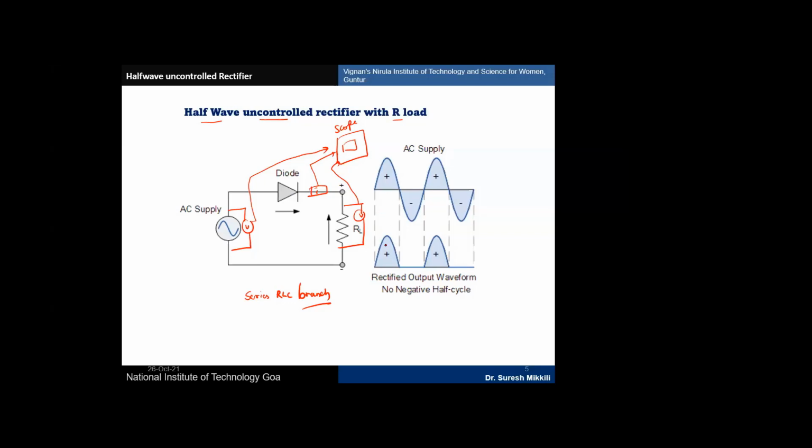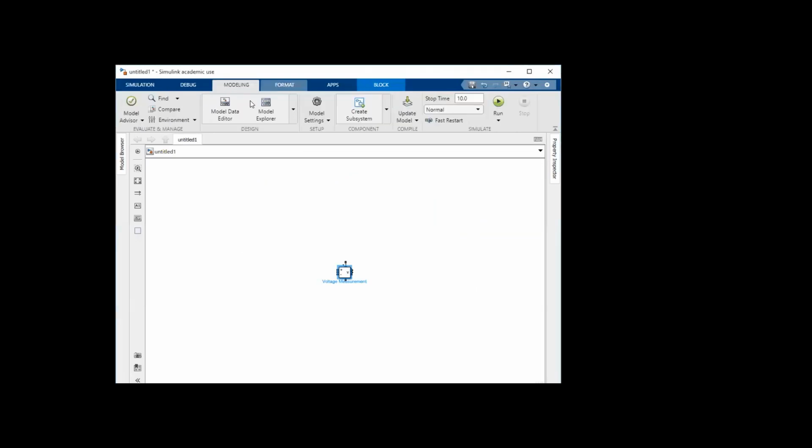So only the positive half cycle you are getting, the negative half cycle will not be there. So here what I'm doing, and three measurement blocks I'm considering. I want one scope. So how to design, I will show you here. And hope this is visible.